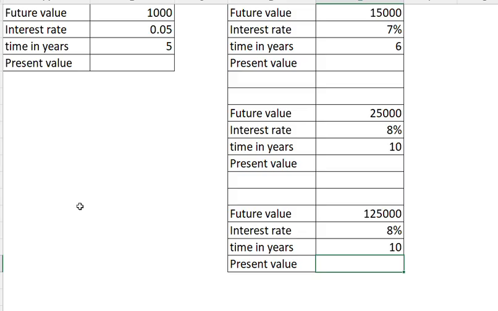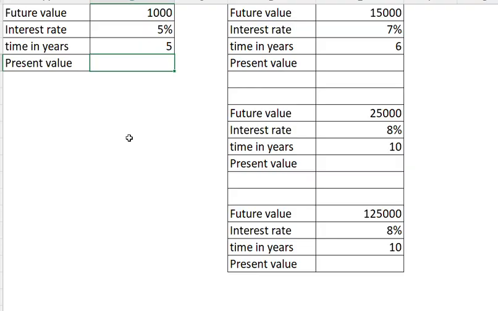Before I continue, I will explain what exactly we mean by the present value. So say for example, Mr. John wants that he should be having 1000 in his hand after 5 years. So how much money he should invest today so that he gets 1000 after 5 years if the rate of interest is 5%?